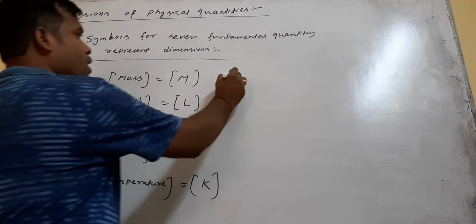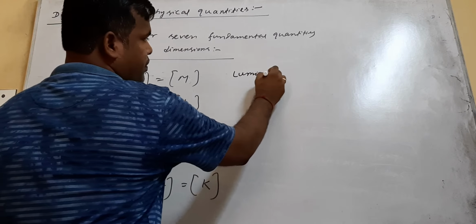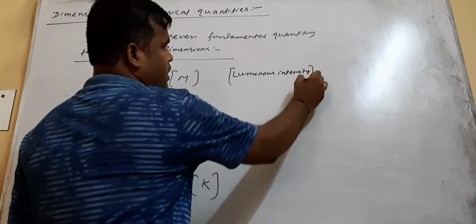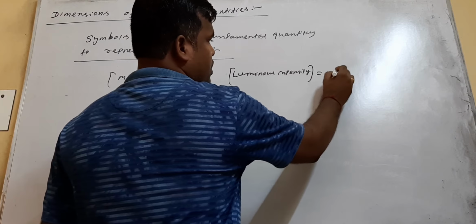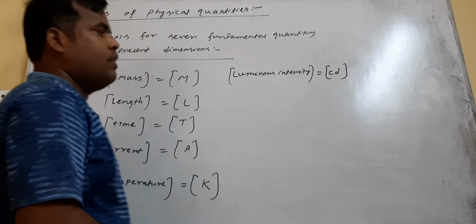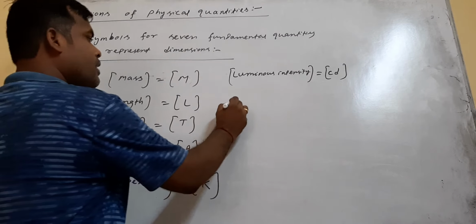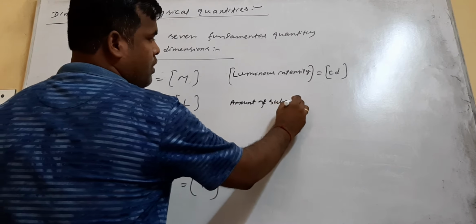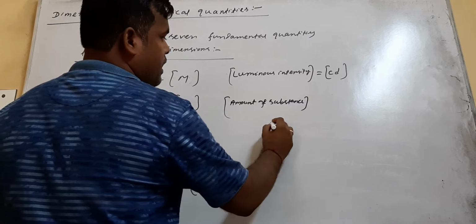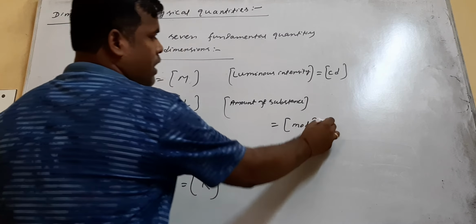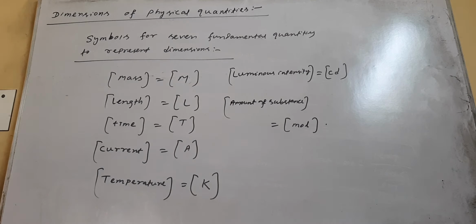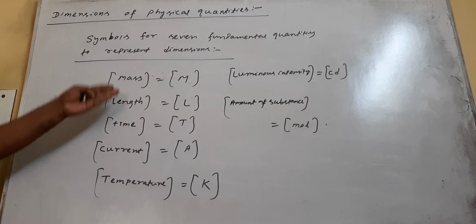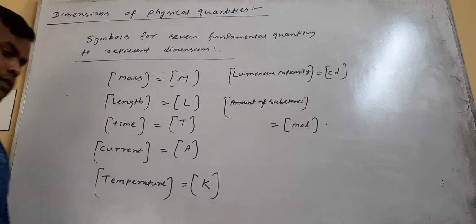Now luminous intensity, that is your small c small d in the square bracket. Then amount of substance, that is MOL in square bracket. So these are the symbols. Instead of using the whole word, we can use the symbols.